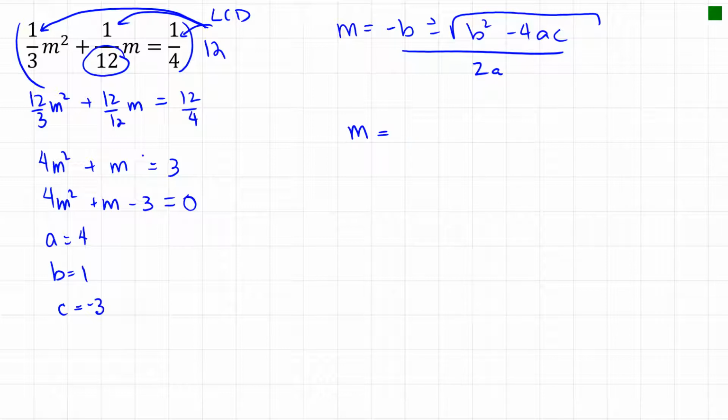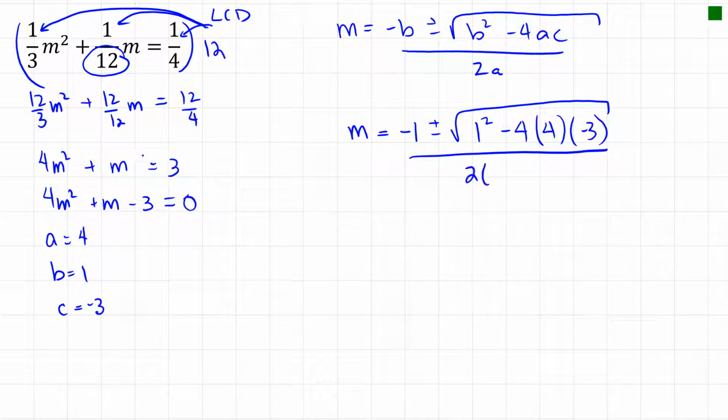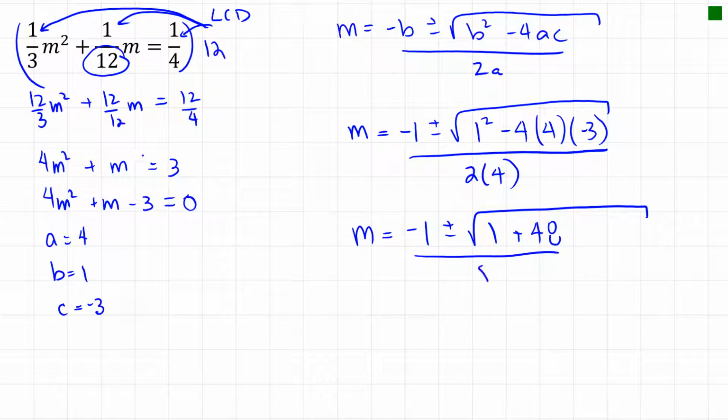So m equals negative 1 plus or minus the square root of 1 squared minus 4, a is 4, c is negative 3, all divided by 2 times a, which is 4. So simplifying, I have negative 1 plus or minus 1 squared. 4 times 4 is 16. 16 times 3 is 48. And it's going to be positive 48 because I have 2 minus signs, divided by 8.